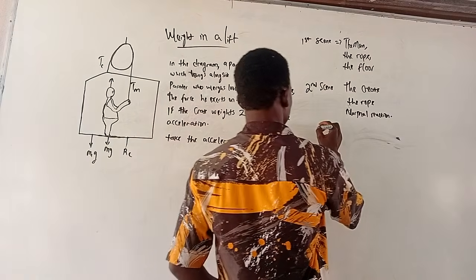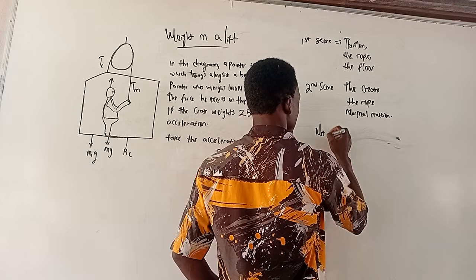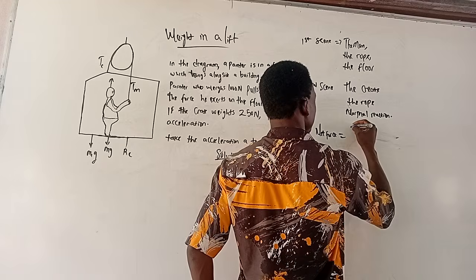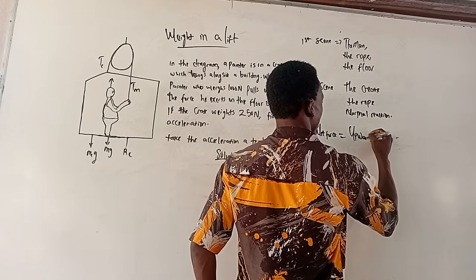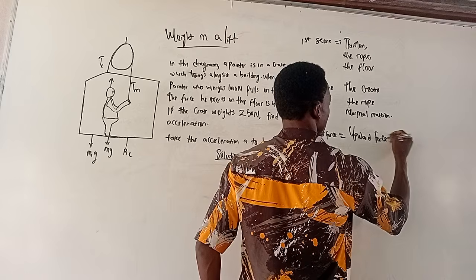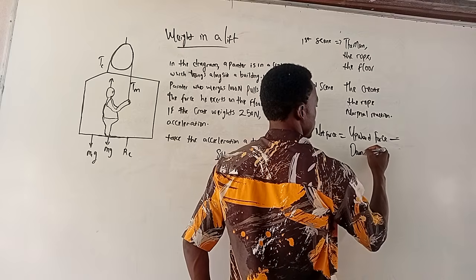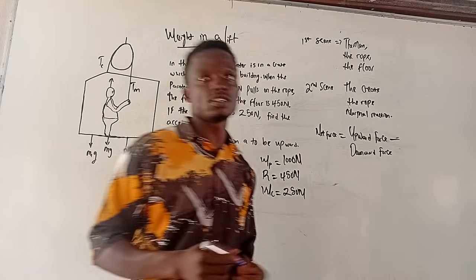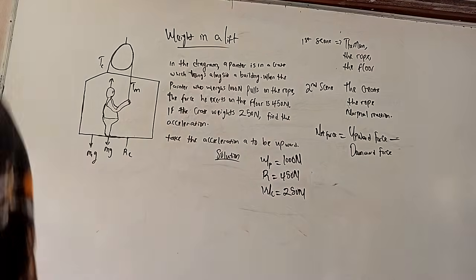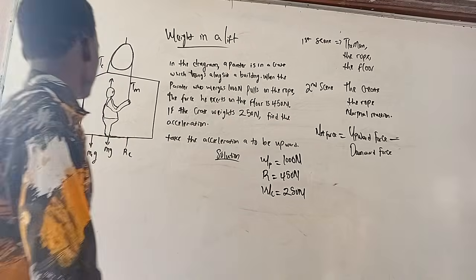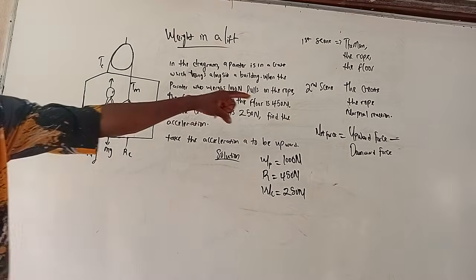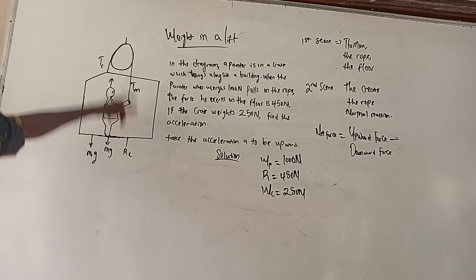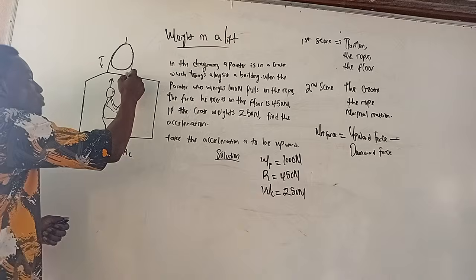So don't forget, our net force equals upward force minus downward force. So let's see our upward force. What are the things acting upward? What are the things acting downward? Now look at the man. The weight of the man is where? Downward. The tension in the rope is upward.